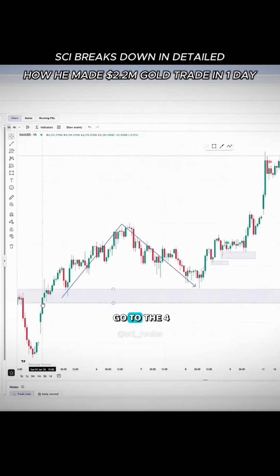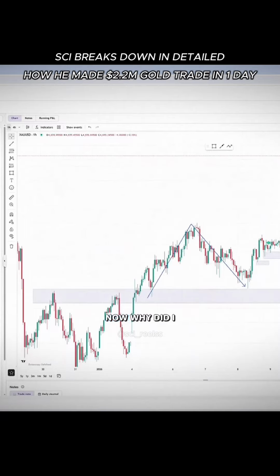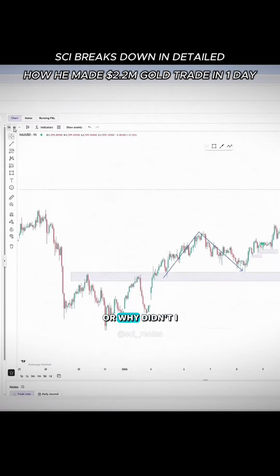All I did was go to the 4-hour time frame. I seen that price was correcting. I didn't know the correction was over. All I did was go to the 1-hour and just scope price and wait for price to build back up. Now, why did I do it, and why didn't I look for buys, or why didn't I look for sells?